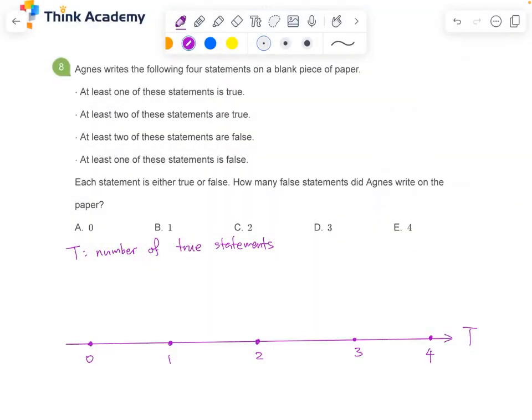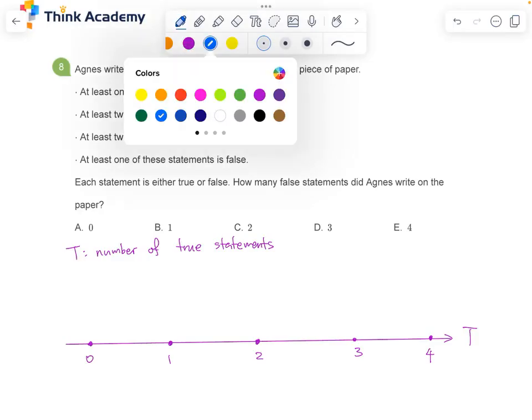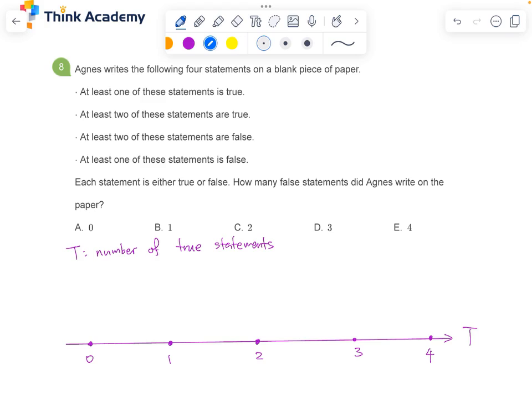Alright, let's look at problem 8. So we would have 4 statements. Let's call the first one statement 1, second one 2, third one 3, fourth one 4. Let T be the number of true statements among these 4 statements. So what values can T take? Well, T can only be 0, 1, 2, 3, 4. And let's check our 4 statements.